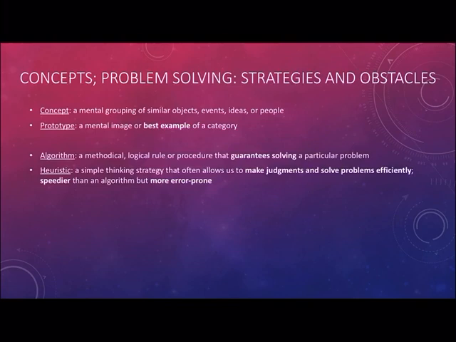So kind of the main key aspects about an algorithm is that it is slow. It's accurate though, and it guarantees a solution. Those are the top 3 things to know and to write down. Algorithms are slow, but they are accurate and they guarantee a solution. Whereas a heuristic is a mental shortcut.